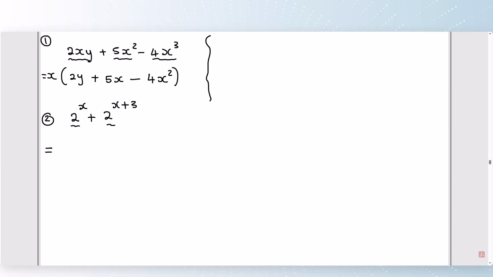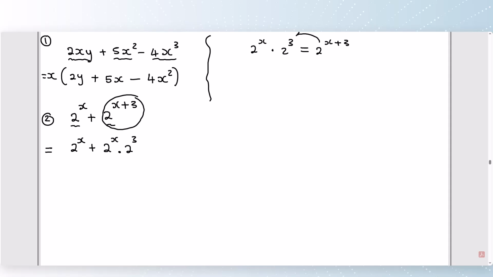I will advise you to first simplify this one. Split it. So we're going to have 2 to the power x multiplied by 2 to the power 3. Remember the laws of exponents, they say if you are multiplying two numbers of the same base, you keep the base and add the exponents. So now I have that, I'm just reversing it to that. Okay, so 2 to the power x plus 3 can be written as 2 to the power x multiplied by 2 to the power 3. You are allowed to do that.